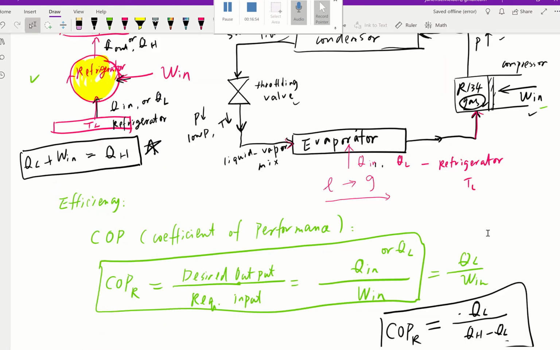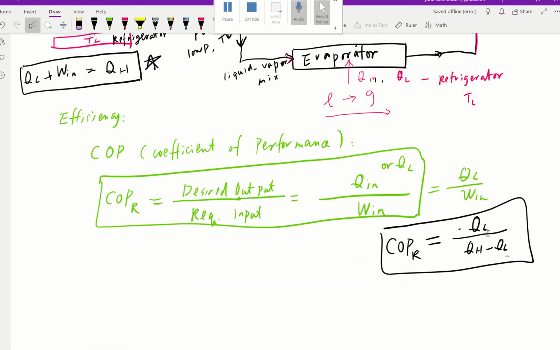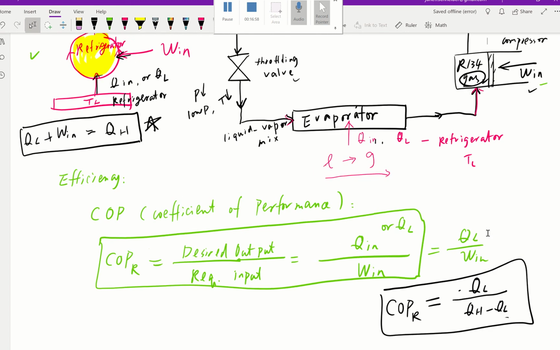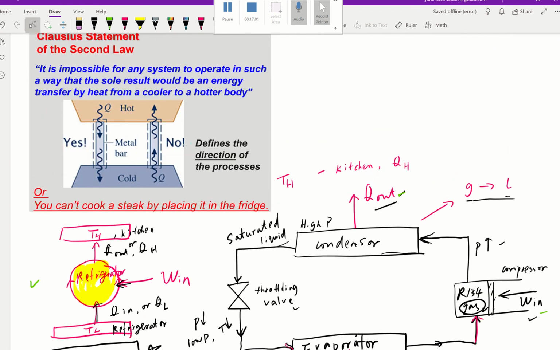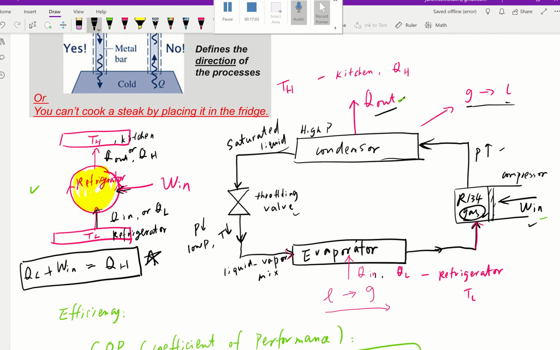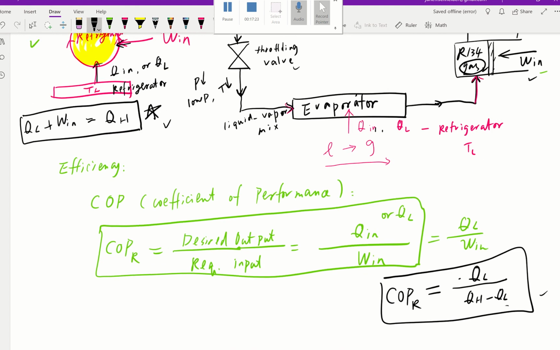And the key element to understand is how those four components, the compressor, condenser, throttling valve, and evaporator, work together to achieve this purpose, and how we measure its efficiency. We use desired output QL over required work W in, and knowing how the cycle conservation works, we then have another expression for COP. That's all for this video.